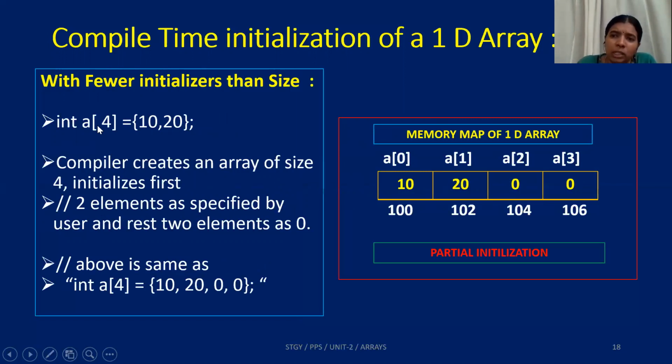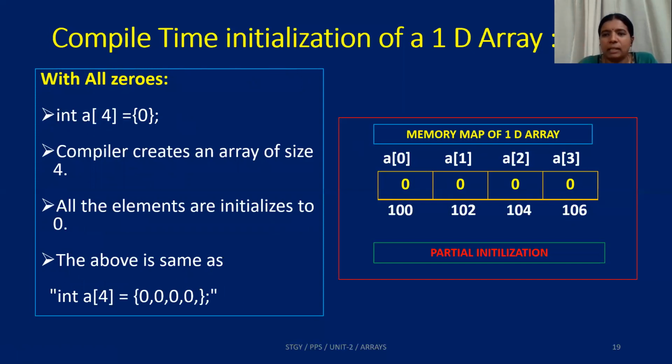Yes. Can I do it with fewer initializers? I have an array of size 4 and I'm initializing only with 2 elements. Yes, when you initialize with only 2 elements, the first 2 elements will be the values that you initialize. So a of 0 gets 10 and a of 1 gets 20, and the other 2 values will be filled with 0 because the data type is integer, with 0.0 if it is float, and null if it is character.